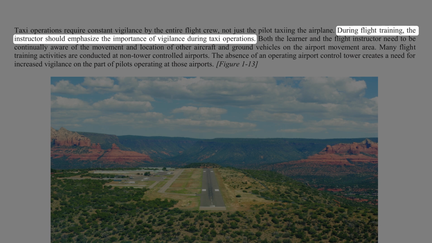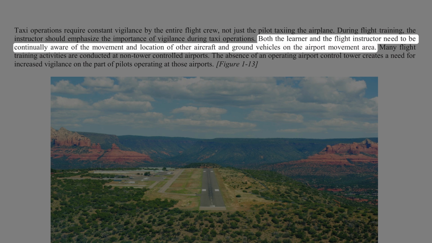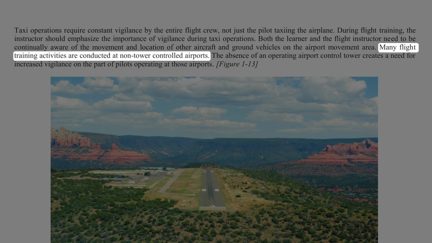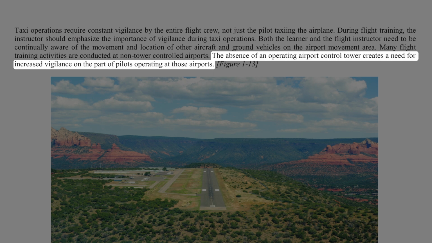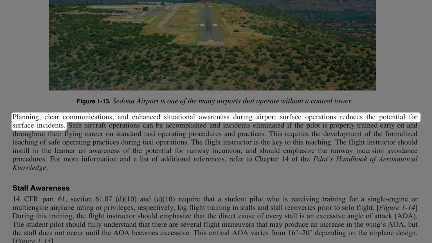During flight training, the instructor should emphasize the importance of vigilance during taxi operations. Both the learner and the flight instructor need to be continually aware of the movement and location of other aircraft and ground vehicles on the airport movement area. Many flight training activities are conducted at non-tower controlled airports. The absence of an operating airport control tower creates a need for increased vigilance on the part of pilots operating at those airports. Planning, clear communications, and enhanced situational awareness during airport surface operations reduce the potential for surface incidents.